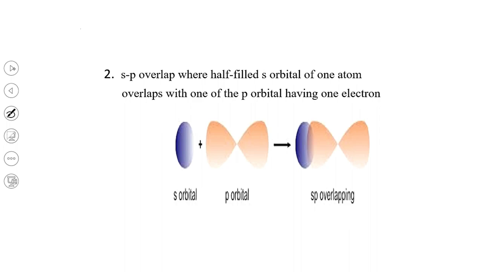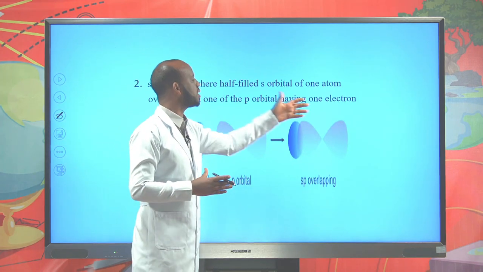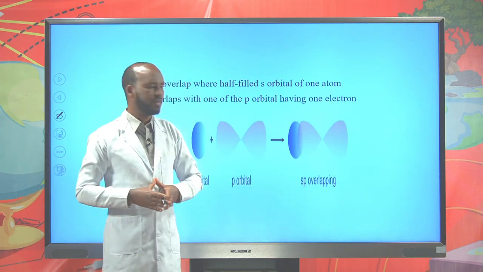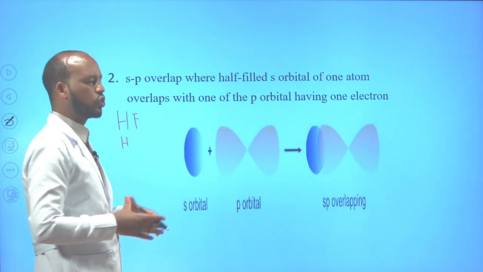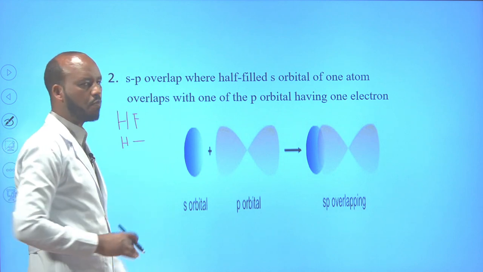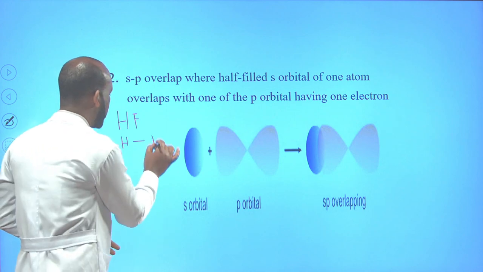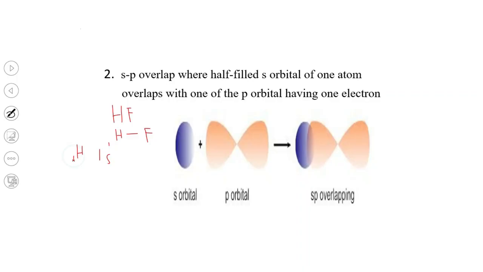Two, s-p overlap, where a half-filled s orbital of one atom overlaps with a p orbital having one electron. The best example is hydrogen fluoride, HF. Hydrogen has one valence electron and fluorine has seven valence electrons. Therefore, this covalent bond is formed by sharing of electrons. Hydrogen's electronic configuration is 1s1. The atomic number of fluorine is 9, and its electronic configuration is 1s2, 2s2, 2p5.